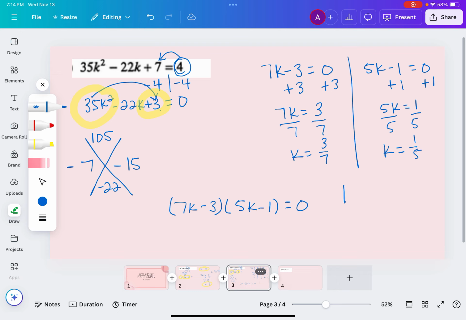So k equals squiggle 3/7 and 1/5 squiggle. Okay, so let's go ahead and do this last problem, and then we're done with this video.